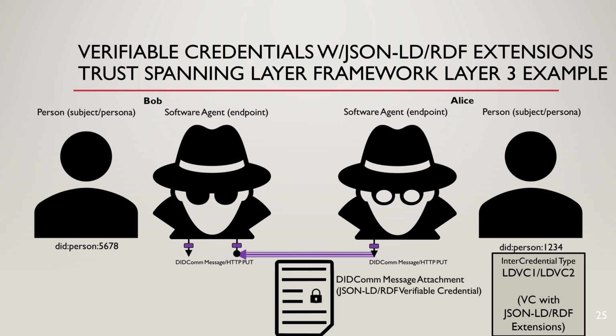So here's 2 more examples. This is looking at verifiable credentials that have JSON-LD RDF extensions, and how does it fit into the hierarchical taxonomy, and also how does it fit into the trust spanning layer framework. At the bottom, we see the credential. In this case, it's just any credential sent from Alice to Bob using the JSON-LD RDF extensions to the verifiable credential model. We can see the blood type is LD VC1 or LD VC2. We'll explain that in a moment.